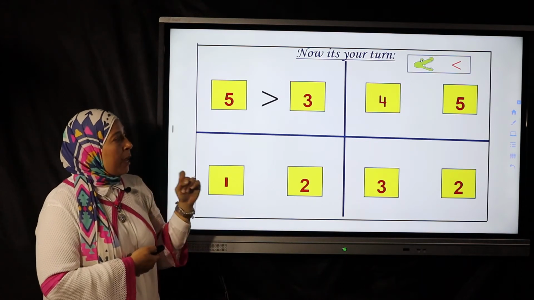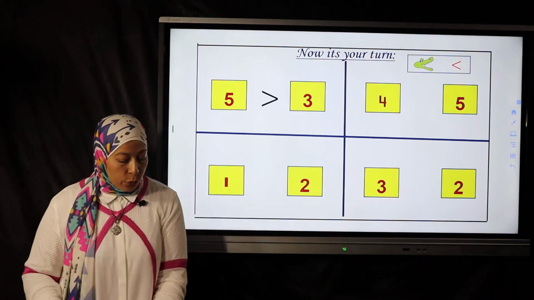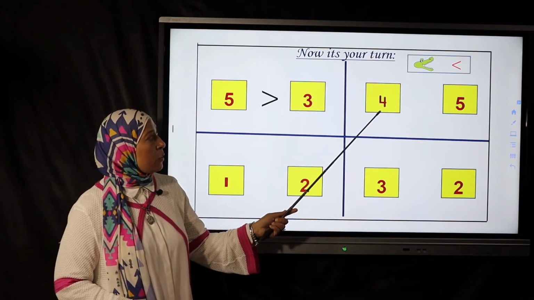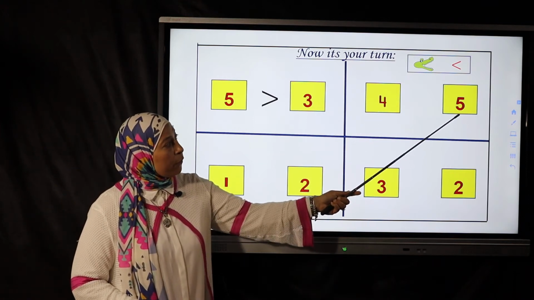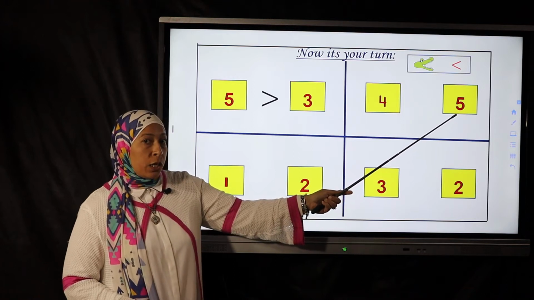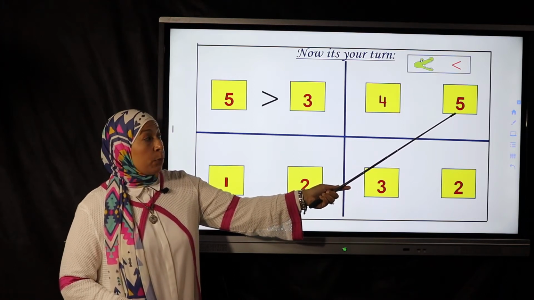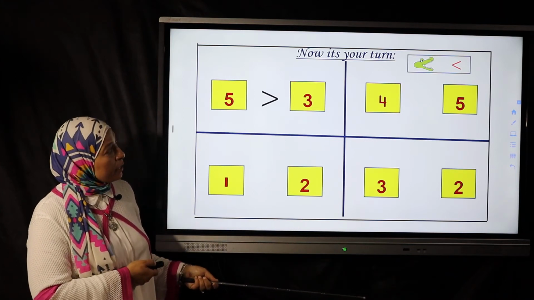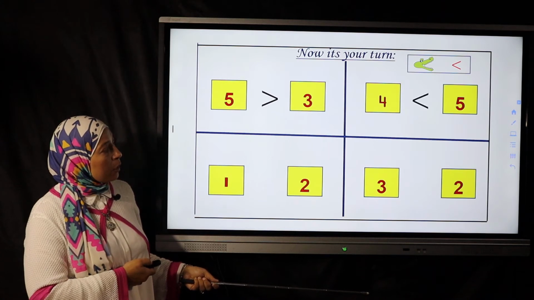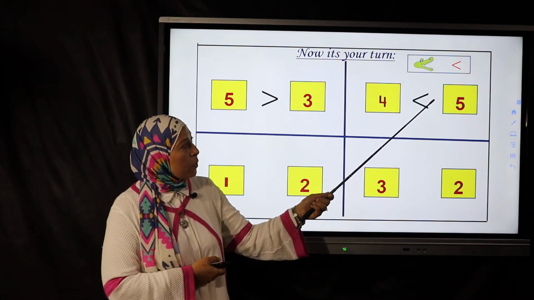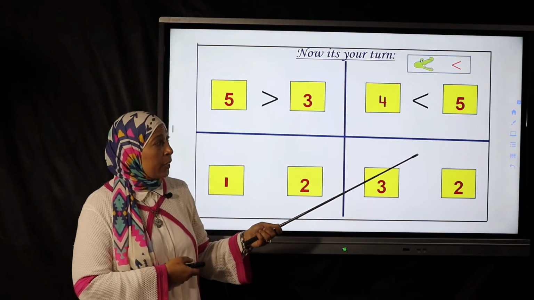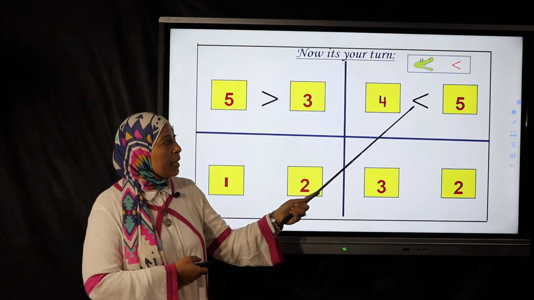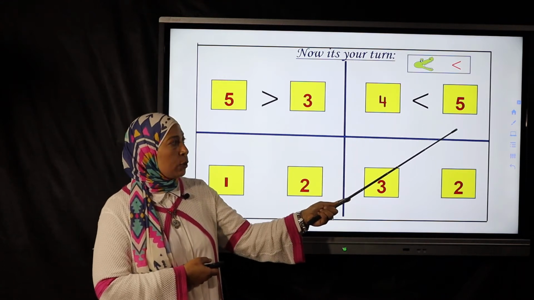Okay, we have number 4 and number 5. We have here, yes, read it. This is number 4 and this is number 5. Which one is bigger? Yes, number 5. So the alligator is going to open his mouth to number 5. Let's see his mouth. Okay, yes, it opened its mouth to number 5. How can I draw the alligator's mouth? I make a slash and another slash. But it has to open his mouth to the bigger number.